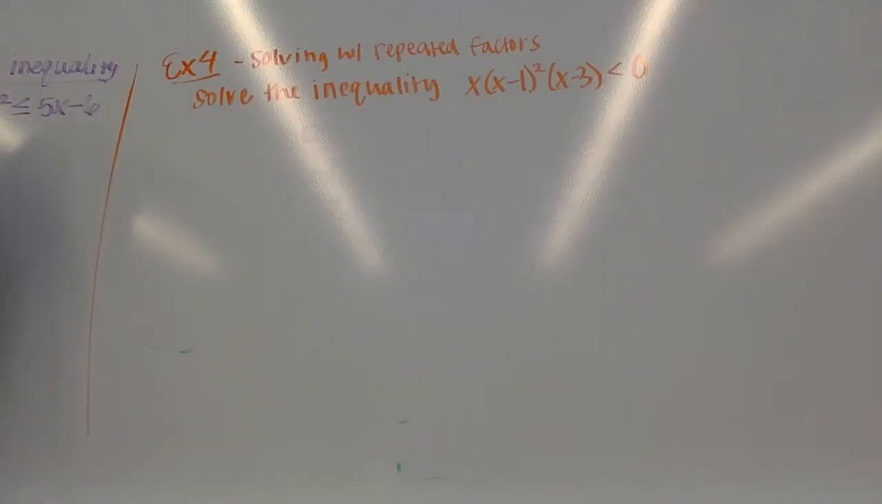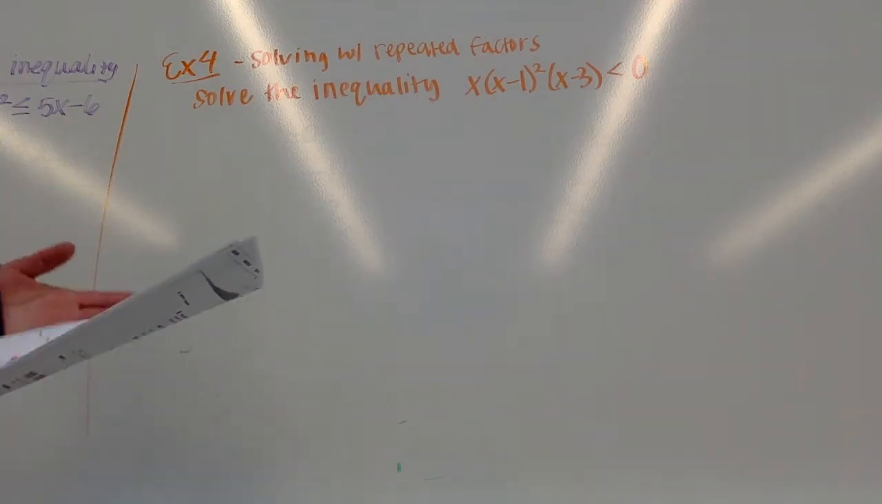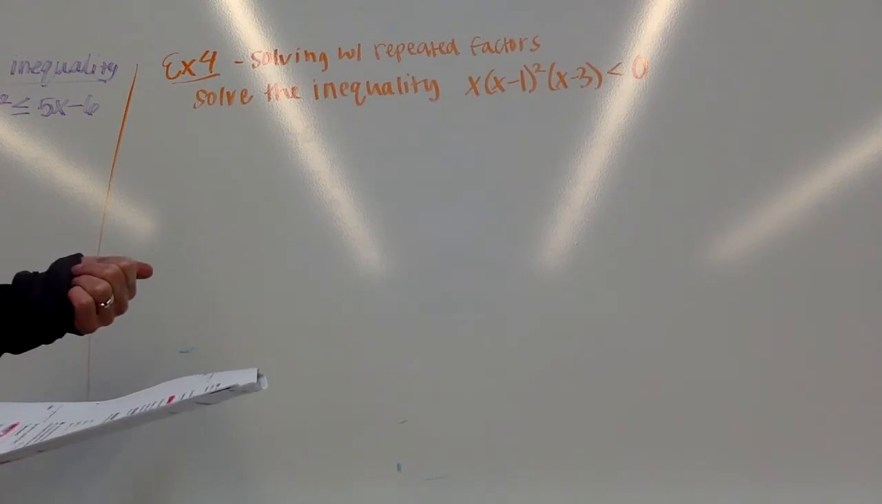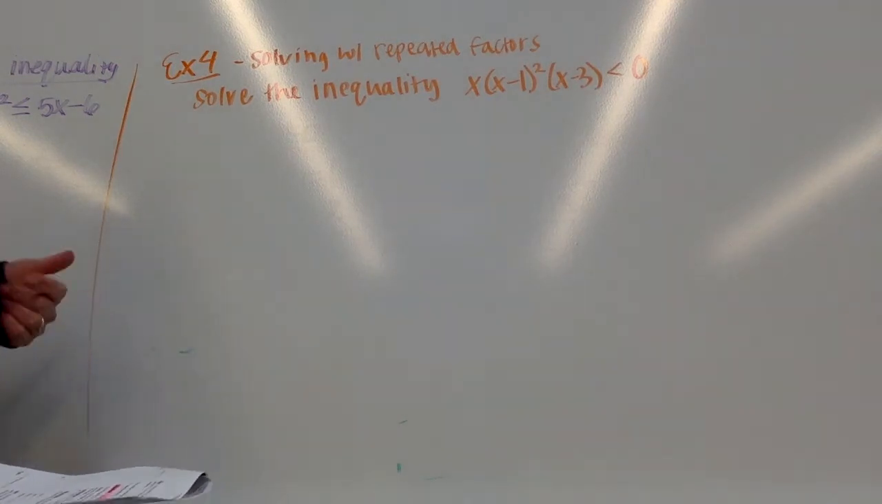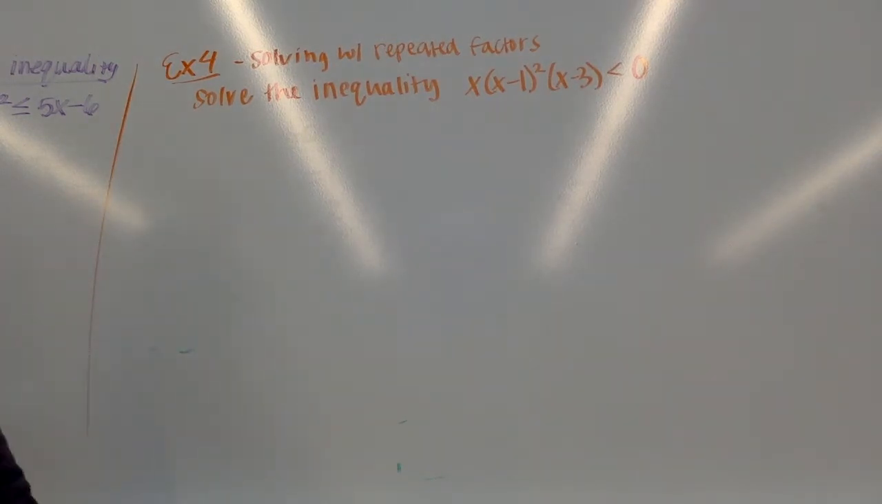The next example is example 4, solving with repeated factors. So it's a similar question. Solve the inequality x times x minus 1 squared times x minus 3 is less than 0. Okay? So we can skip step 1, which is get everything on one side because it's already there, and step 2, because step 2 is to factor and everything's already factored. So we can actually move down to step 3.